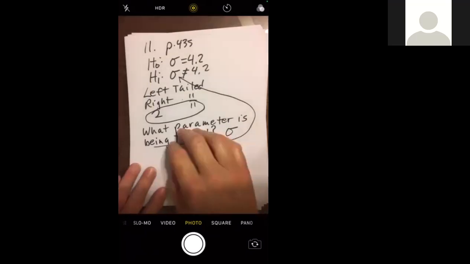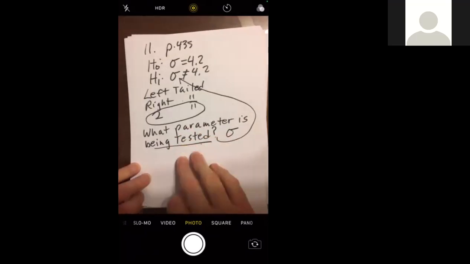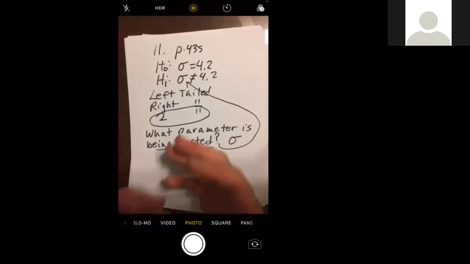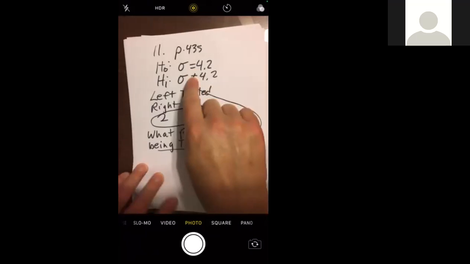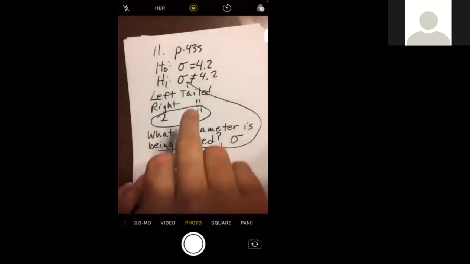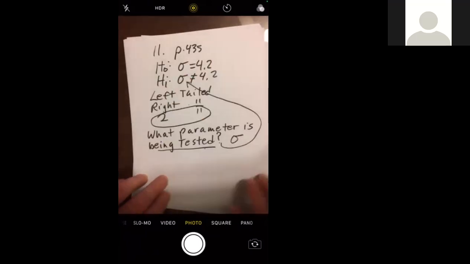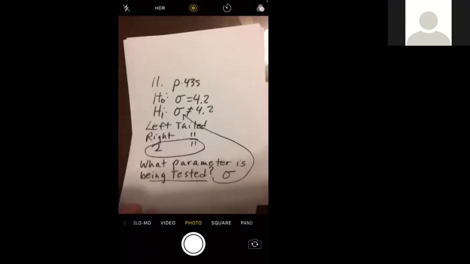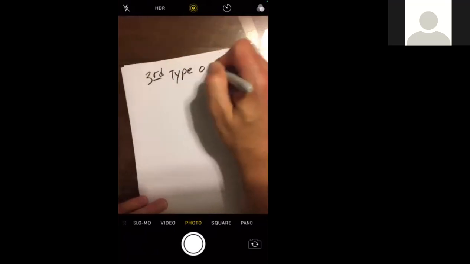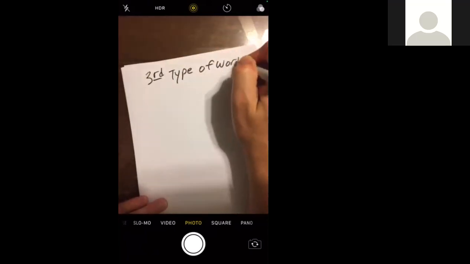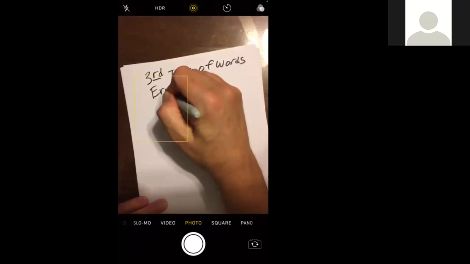So then we go on to the next section. It starts at 15, and now they give you a bunch of words and want you to write your hypotheses. Oh, and then they get into errors. So before I charge into that, I better explain the errors. That's the third type of words. Errors.